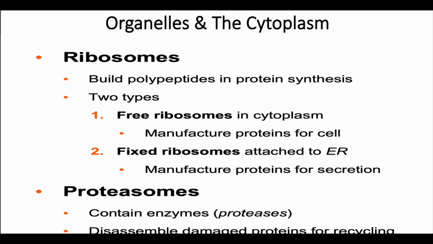Ribosomes could be either free or fixed. If they're free ribosomes, that means they're floating around within the cytoplasm. Fixed ribosomes are attached to the endoplasmic reticulum. And both of them are responsible for producing proteins. When they are attached, those proteins that get produced will be secreted out of the cell. When they are free floating within the cytoplasm, they are going to be used by the cell, manufacturing proteins for the cell.